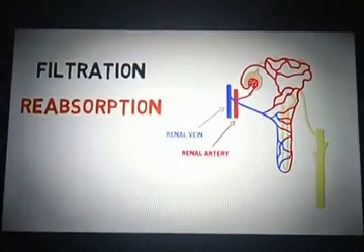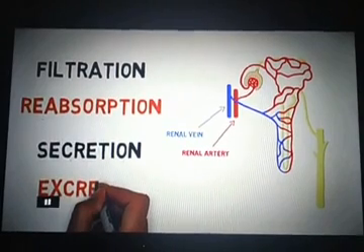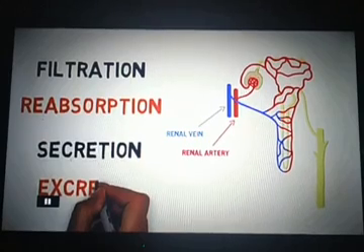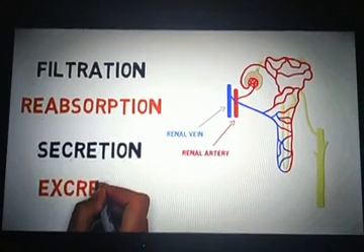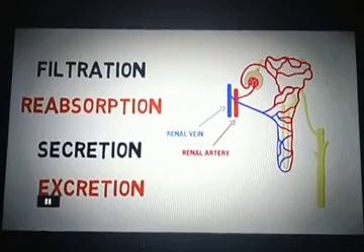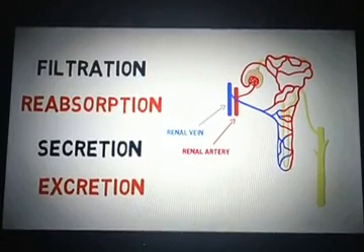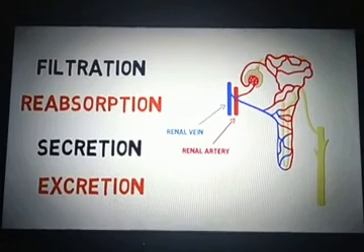Now, there are four main functions of the nephron. One is filtration, another is reabsorption, the third one is secretion, and the fourth one is excretion. All these I would like to discuss in my next upcoming lecture because otherwise it will be too long.